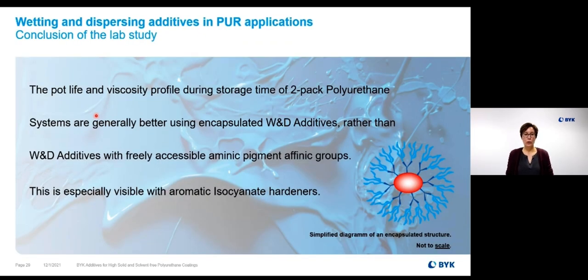So what is our conclusion of this lab study? The pot life and viscosity profile during storage of a 2-pack polyurethane was tested. It is always better to use an encapsulated wetting and dispersing additive than a wetting and dispersing additive with freely accessible aminic pigment affinity groups. And we saw two slides before that this is especially visible with aromatic isocyanates because these are more reactive than aliphatic ones.